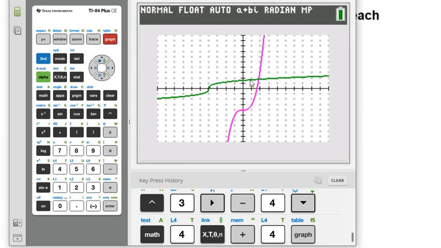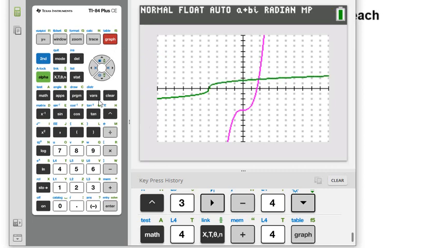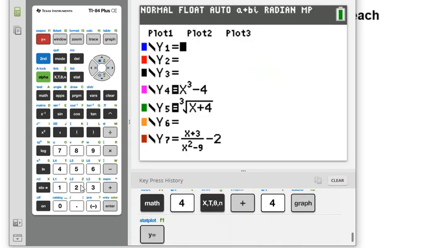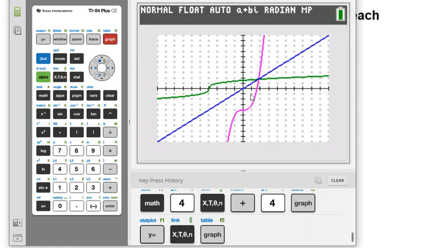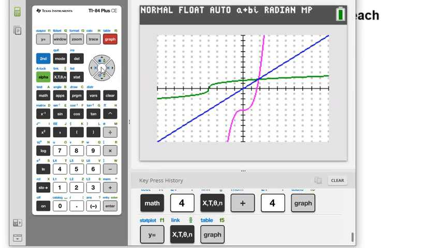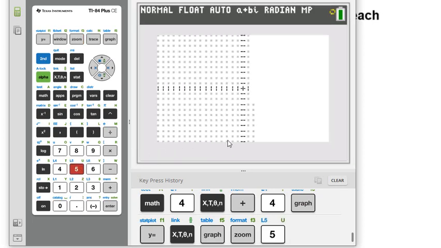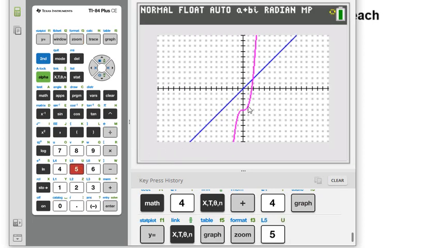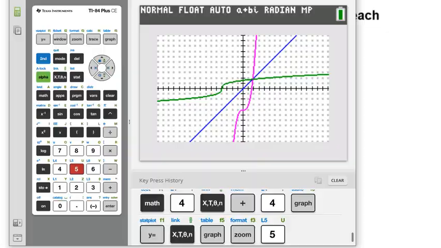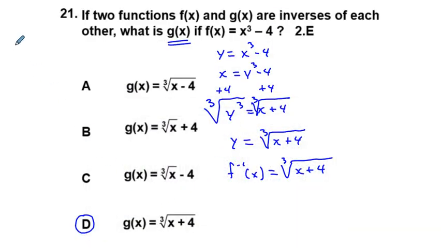We see them look like this, and they reflect about the line y equals x. And let's get that y equals x like this. And it's not like 100% proportional. To get the proportionality right, if we press zoom 5, we should get our proportionality put in place. You can see that the lavender and green functions reflect about the blue y equals x right there. Okay, so that's number 21.